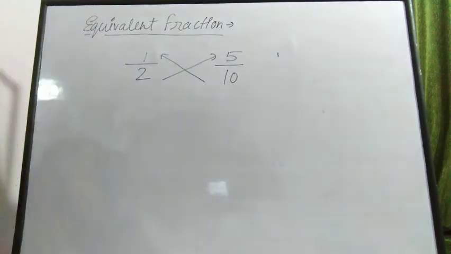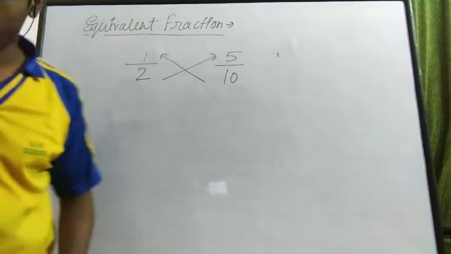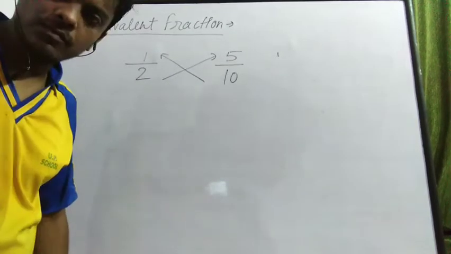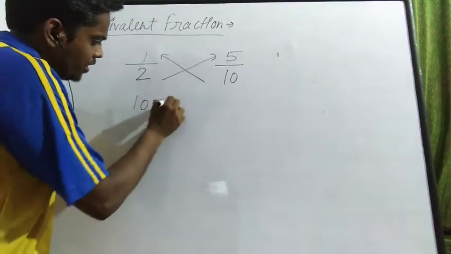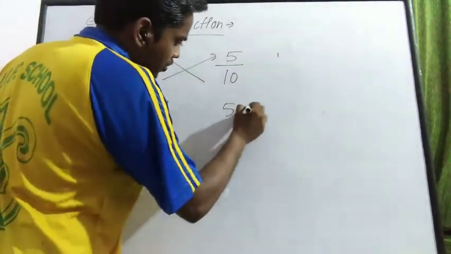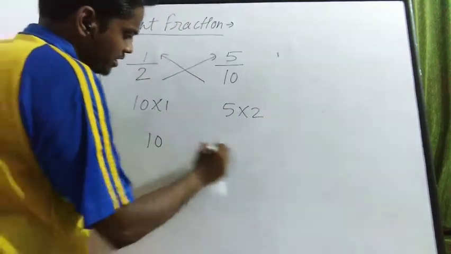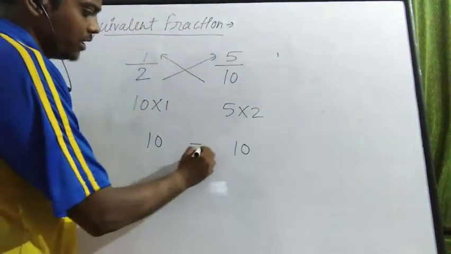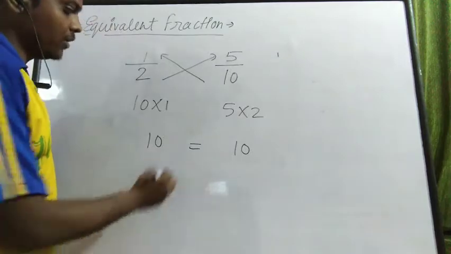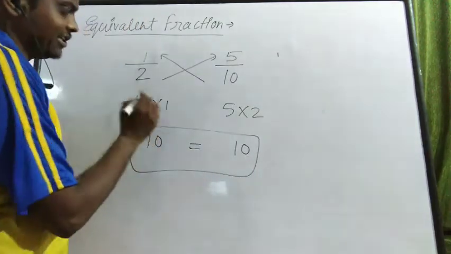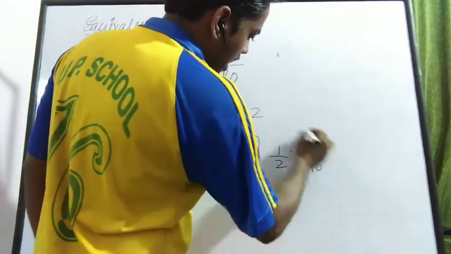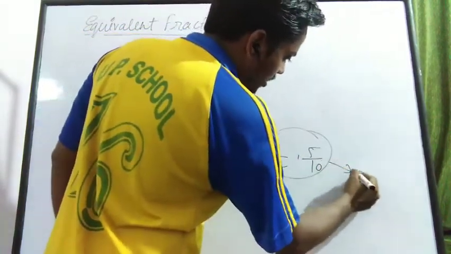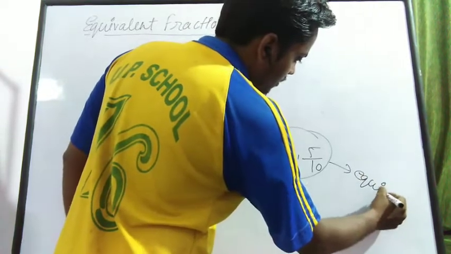Okay, so let's see. 10 into 1 and 5 into 2. 10 into 1 is 10 and 5 into 2 is 10. Both are equal. That means 1 upon 2 and 5 upon 10 are a set of equivalent fractions.